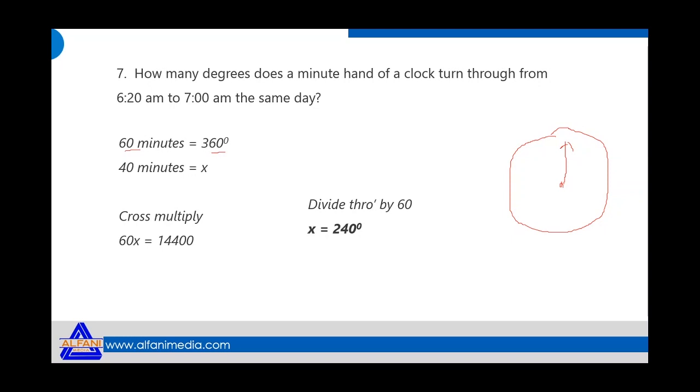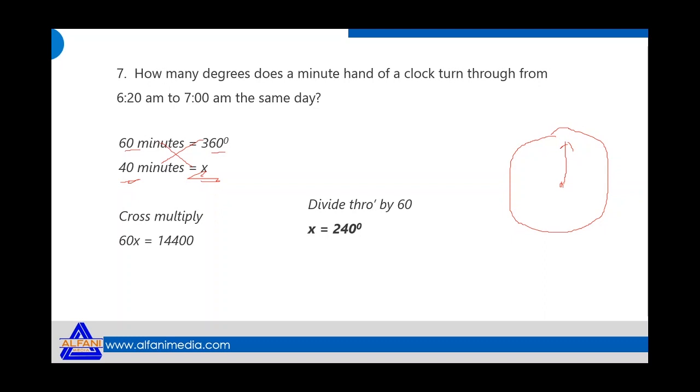Now 40 minutes, which is the difference between these two times, because from 6:20 to 7 a.m. the difference is 40 minutes. So I'm going to find the 40 minutes in degrees. I don't know it in degrees, so I'm going to find this x. So 40 minutes is x. What I did here is to cross multiply. So 60 minutes times x, 40 minutes times 360 degrees.